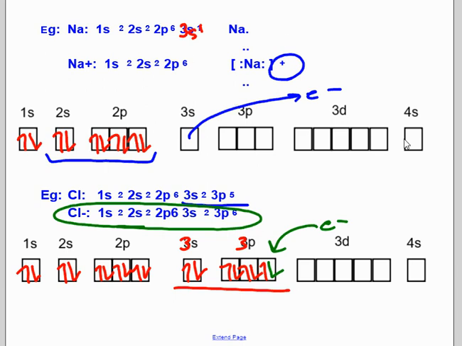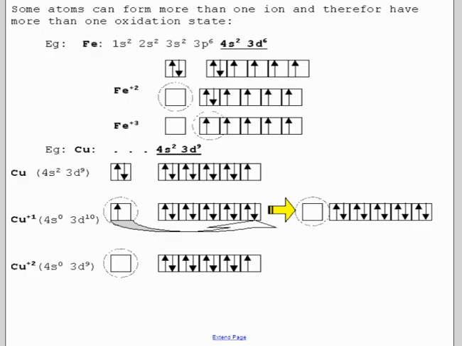So why are we bothering to show you this? Well, this understanding of my electron configurations and my orbital diagrams actually allows us to explain what's going on when transition metals form ions. So let's take a look at a couple of different transition elements and explain how they form ions.